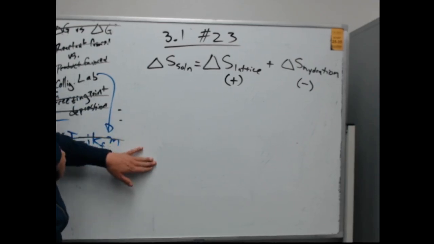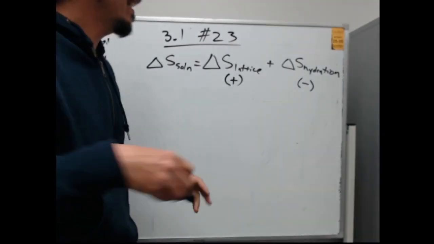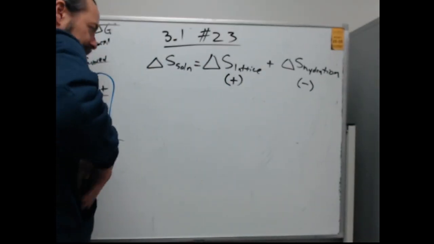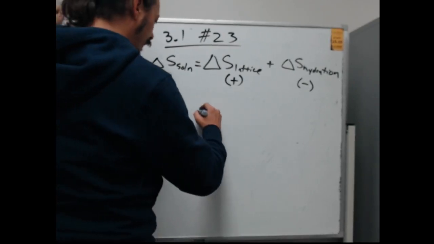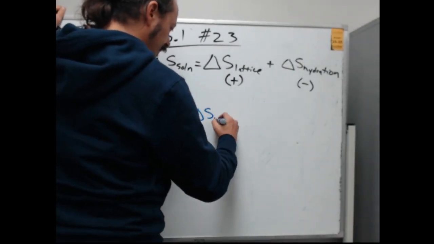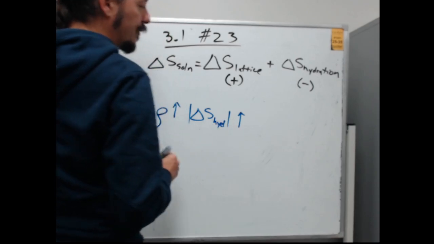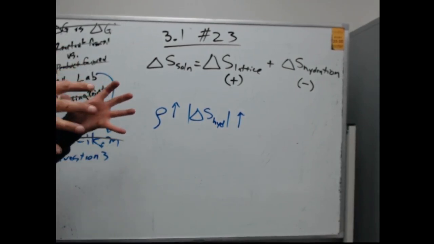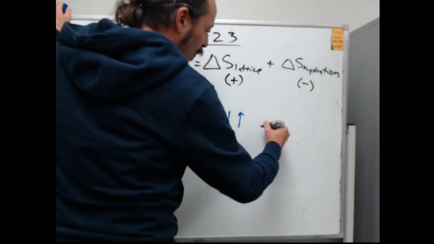For our delta S, as charge density goes up, switch colors. As charge density increases, as charge density goes up, I'm going to do the magnitude of delta S of hydration goes up, right? It's going to become a bigger negative because as you increase that charge density, more and more water molecules can pack around it, right? This means more water molecules.